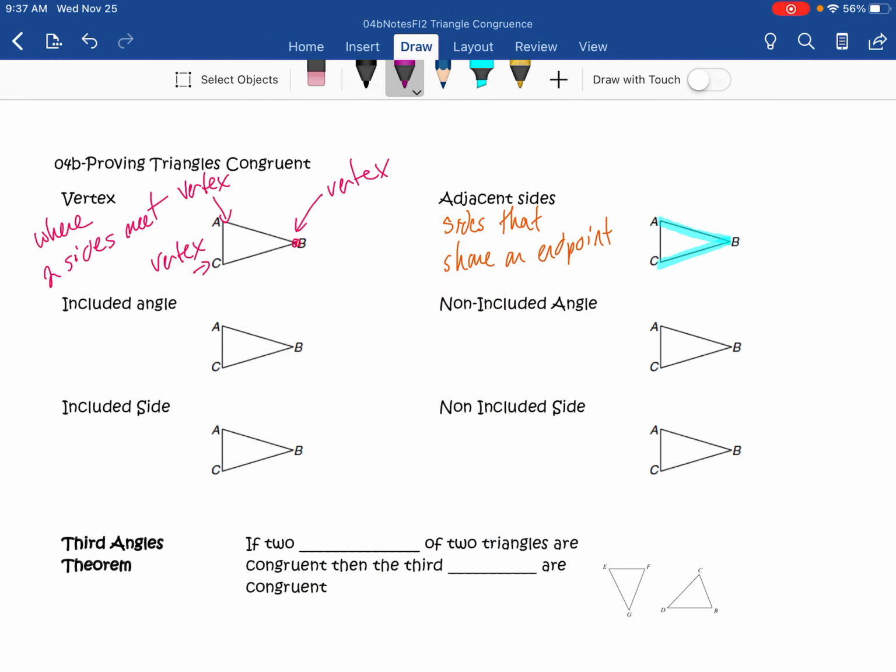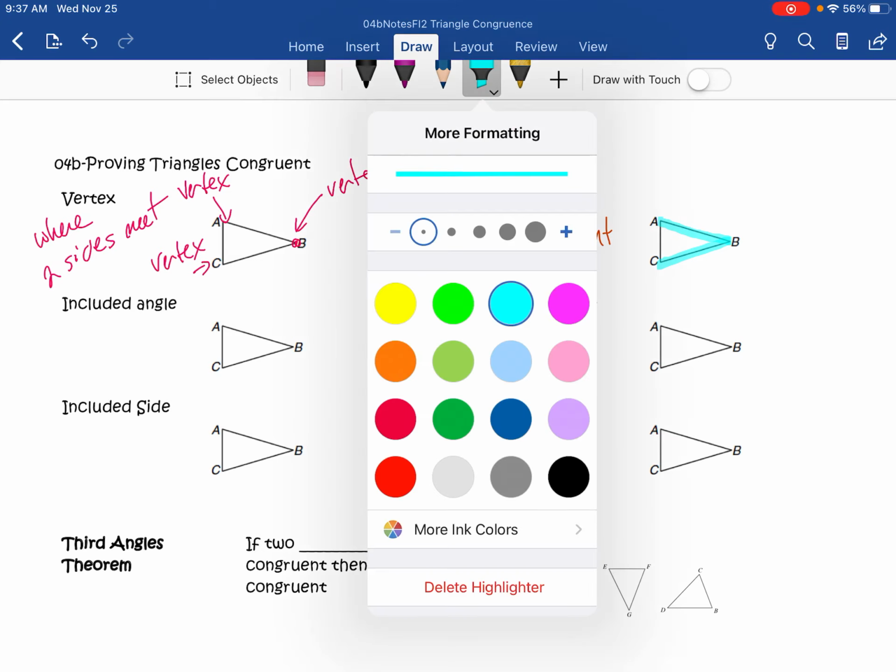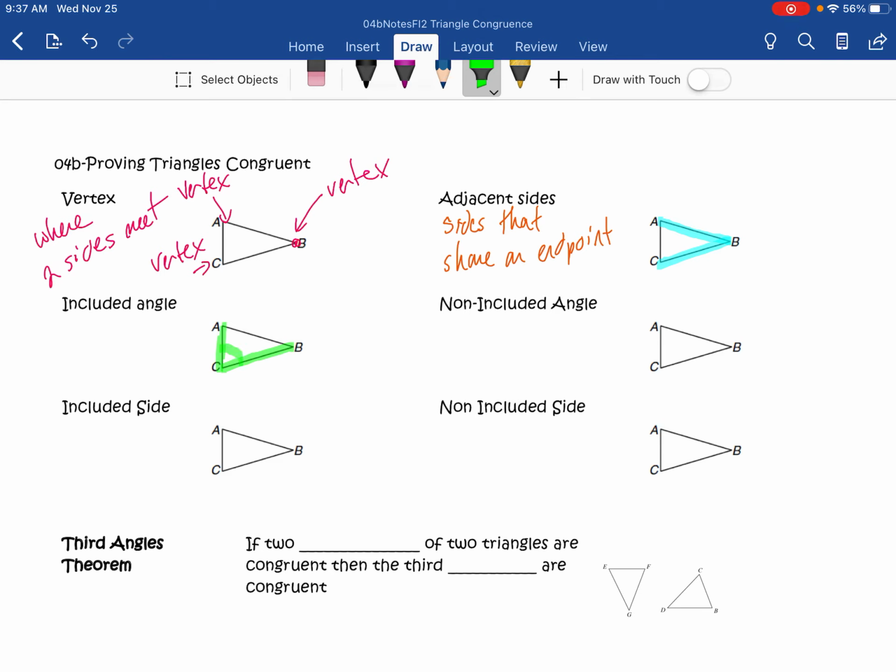Here's where things get a little bit dicey. So an included angle is the angle formed by two sides. So if I was talking about an included angle in this picture, if I said AC and BC, the included angle would be angle C. So angle C is the included angle of AC and BC. So it's at the endpoint where the two sides meet.